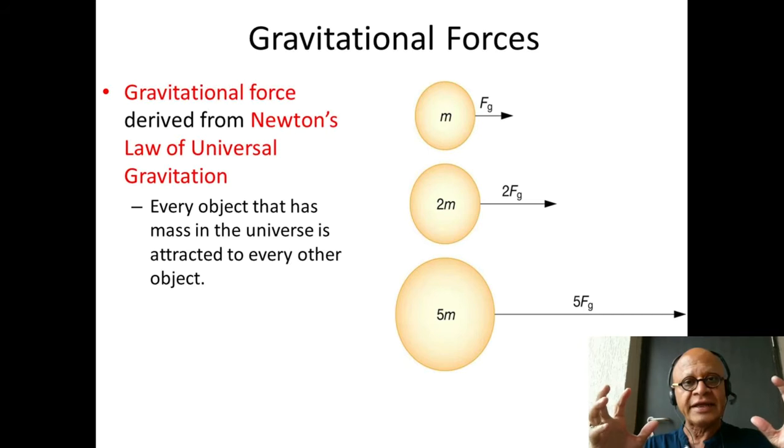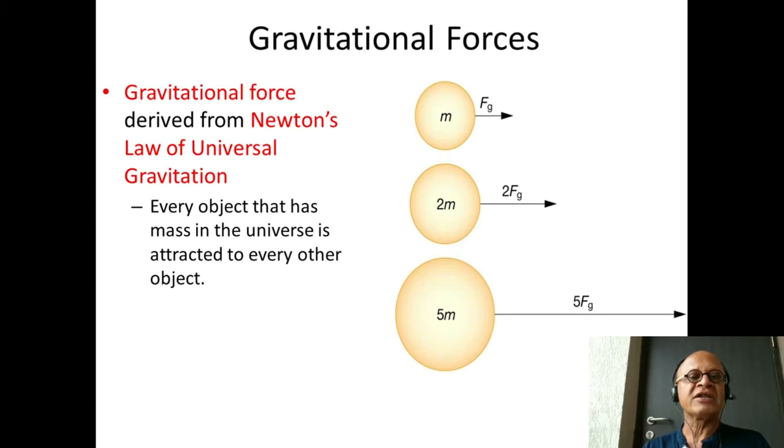bodies that have an attraction between them through this gravitational force, and it is directly proportional to the mass. So if you have a mass of m, there is a force of gravity Fg. If the mass is doubled, then the force of gravity doubles. If it's 5 times the mass, then the force of gravity is 5 times. So it's linearly proportional to the mass, right?